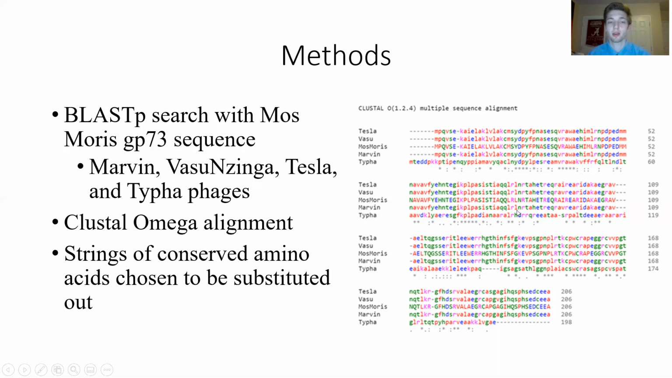I then chose strings of amino acids that were conserved, or the same, through all the different phages, and I took the long chains of those conserved amino acids and started to substitute them out, hoping that they would be important in some sort of binding pocket or functional domain, as there is probably a reason why 6 or 7 amino acids in a row are perfectly kept throughout all the phage species. Those conserved amino acids are the ones with the asterisk right there. You can see them being the same down the line.